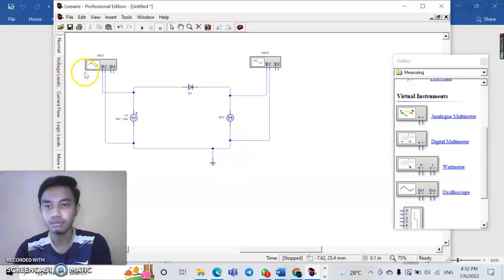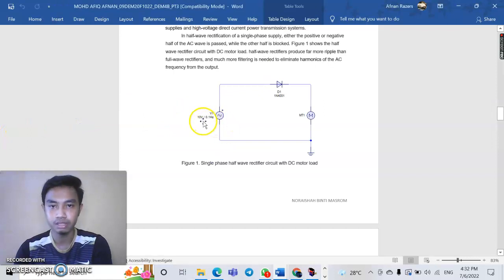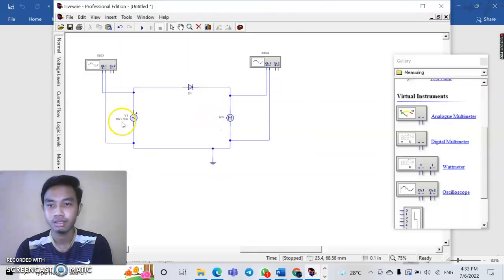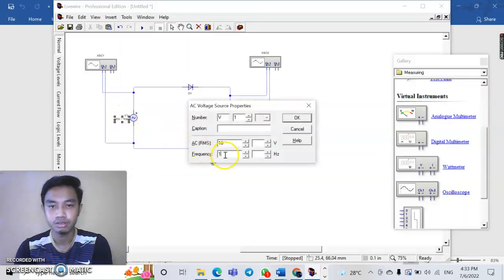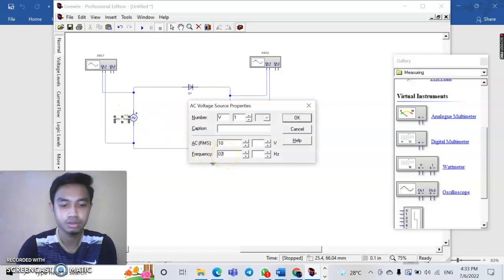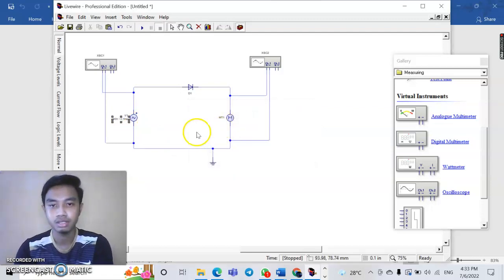After that, we need to change the value of the AC power supply, which currently has 10 volt, 0.1 hertz. So the 10 volt needs to be kept, and the frequency needs to be 0.1 hertz.